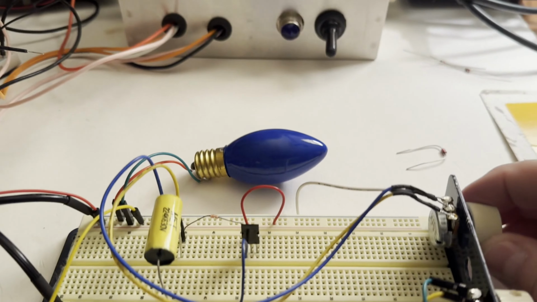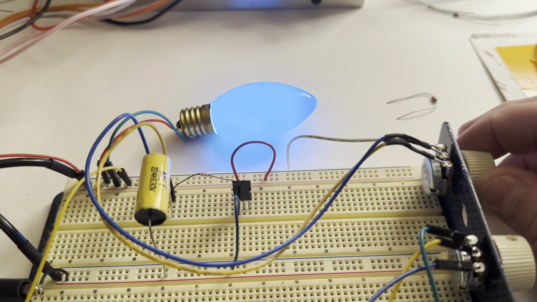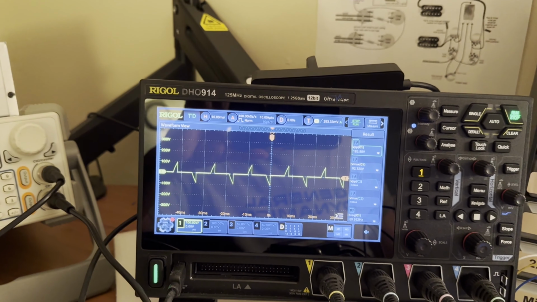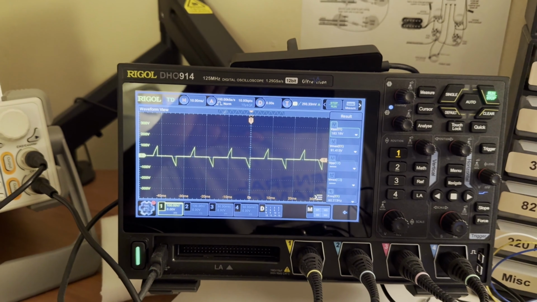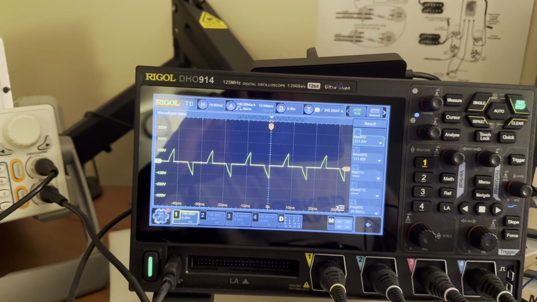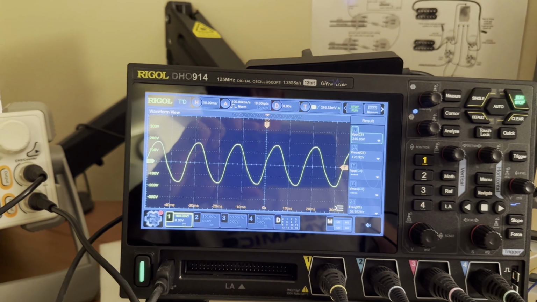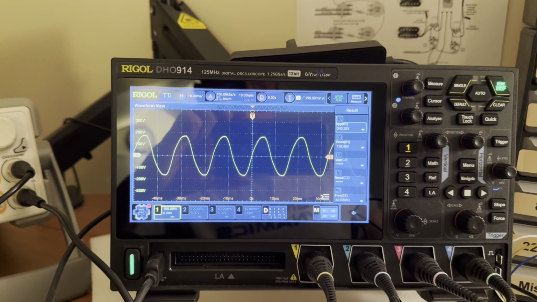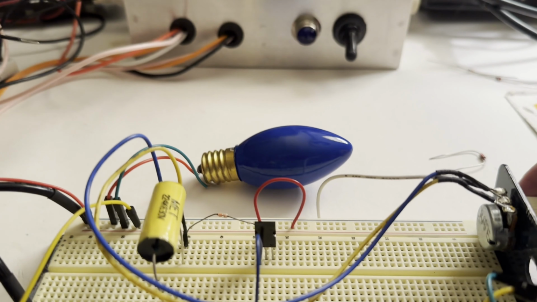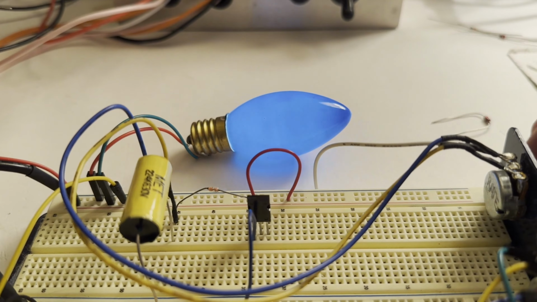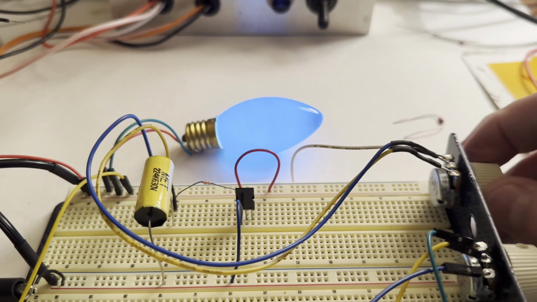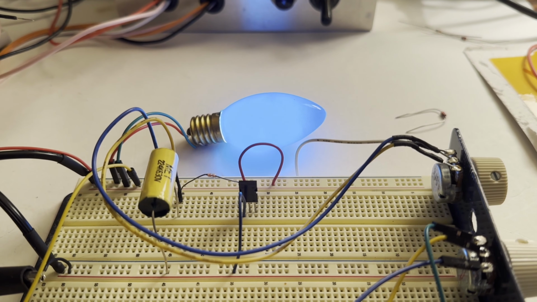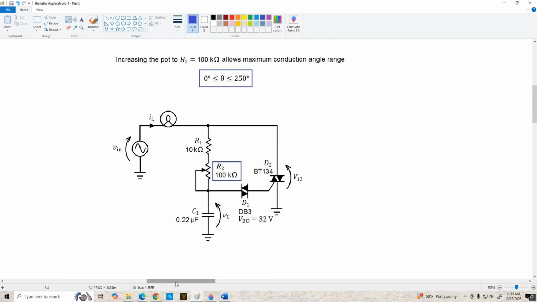Now if I turn the brightness up, we can see that it gets just as bright as before, and the waveform across the TRIAC looks the same as maximum brightness previously. So that's maximum brightness, minimum brightness, maximum brightness, minimum. And there we go, minimum to minimum, back to maximum. And we're back again, and this wraps up today's video.